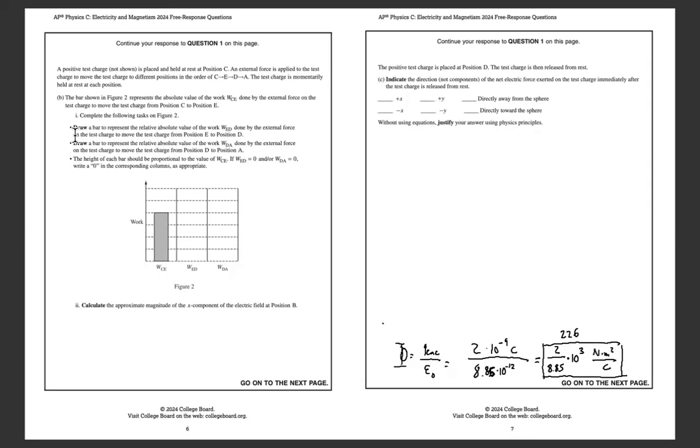All right, absolute value of the work done. Okay, that makes sense. The sphere is going to be negatively charged, so you have to exert some force, and therefore do some work, to move it from C to E. Draw a bar to represent E to D and then D to A, and it should be proportional. From E to D, the work done is going to be 0 because you're going along an equipotential, and therefore there's no work done. You're going to end with the same energy that you started with.